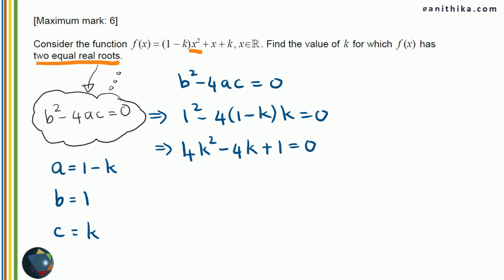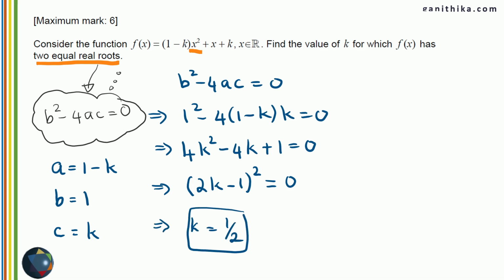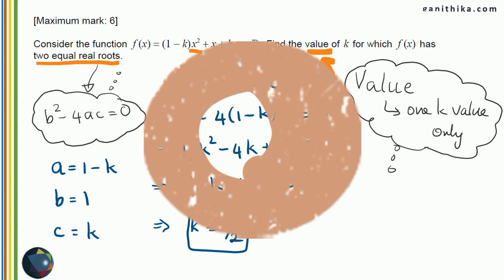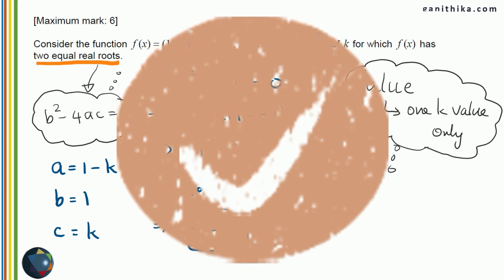And you need to solve this quadratic in any way you want, but I will be able to recognize this as a perfect square, 2k minus 1 whole square. You can also use the quadratic formula to find the k value, and the k value should be equal to half. And go back to the question, you are going to find a value for k, so getting half as one value for k is okay here. So you are confident that your answer is going to be correct.